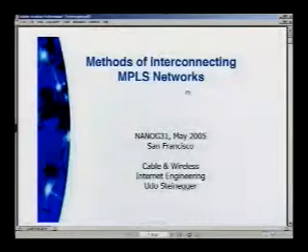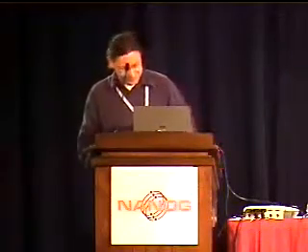This talk is about how to connect one service provider's MPLS network together with another service provider's network. These networks are designed to be interconnected according to RFC 2547 bis, which is layer 3 VPNs. No public internet stuff.